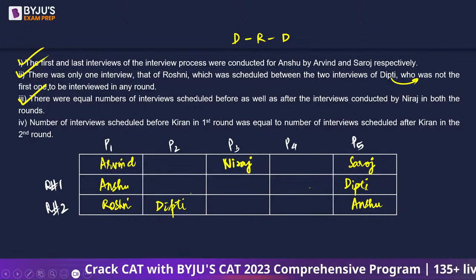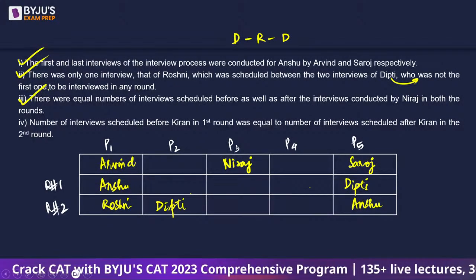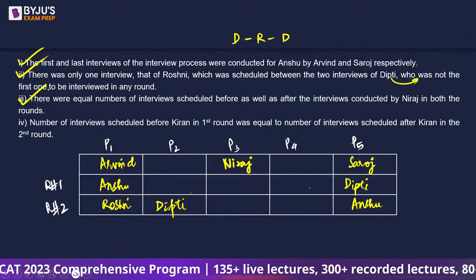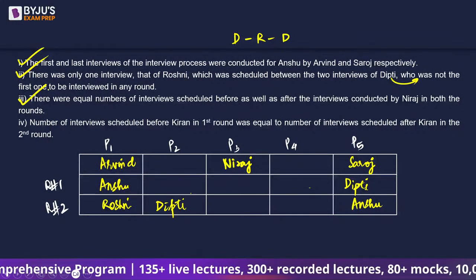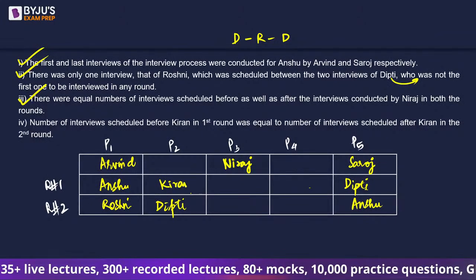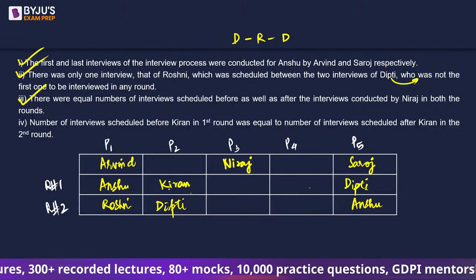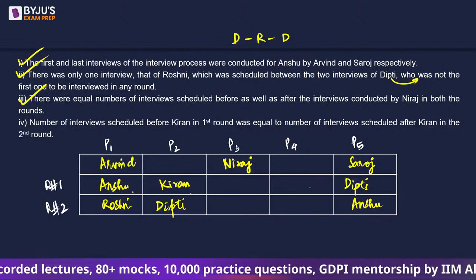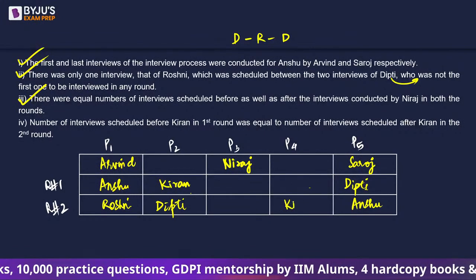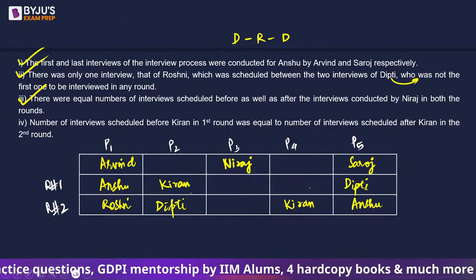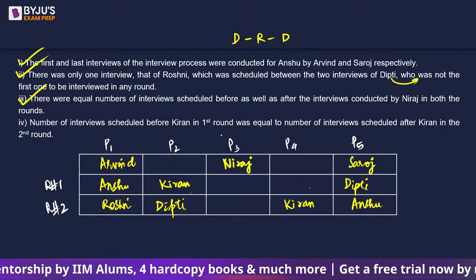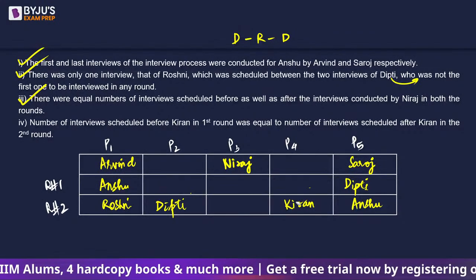Okay, next, number of interviews scheduled before Kiran in first round was equal to the number of interviews scheduled after Kiran in the second round. ठीक है, let's see. Suppose Kiran was interviewed in the first round by the second panelist. So the number of people who got interviewed before was 1. केवल अंशु का interview हुआ था. So Kiran should be placed in the second round in such a way कि उसके बाद केवल एक का interview हुआ था. This is very much possible, right? ठीक है. So Kiran is at P2.